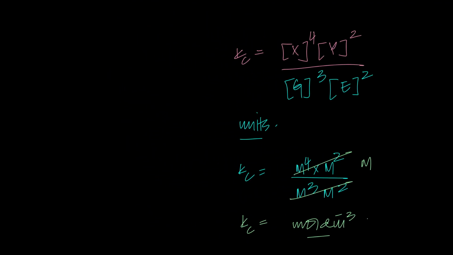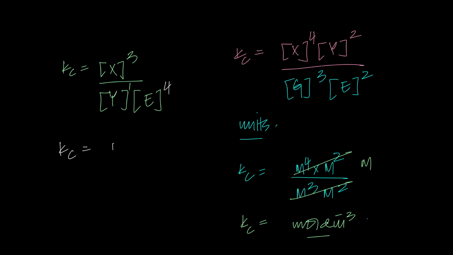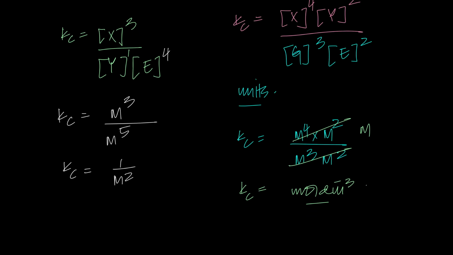I'll give you another example. Kc equals X raised to the power 3 divided by Y raised to the power 1 and E raised to the power 4. You don't write 1 effectively, but here E is raised to the power 4, right? So what do you get? Kc equals M, because concentration is denoted by molar. This is mole per dm cube. So M to the power of 3 divided by M to the power of 1 plus 4, 5. You have 5 Ms here. So Kc is equal to 1 over M squared, right? And this goes up.